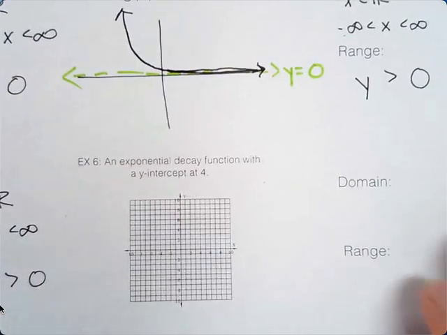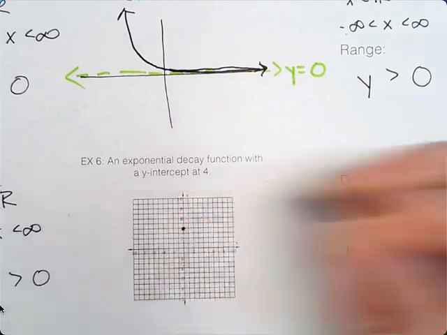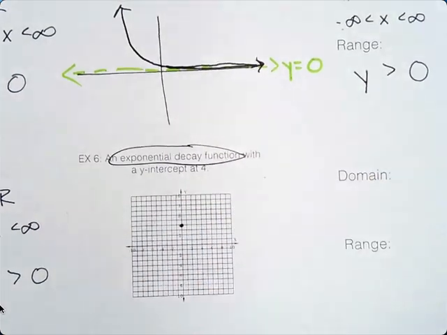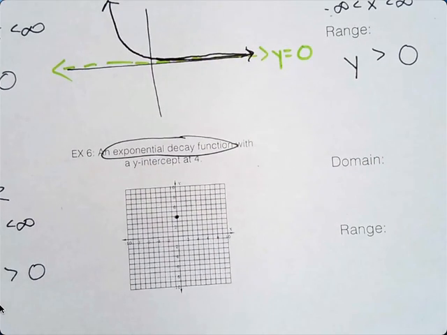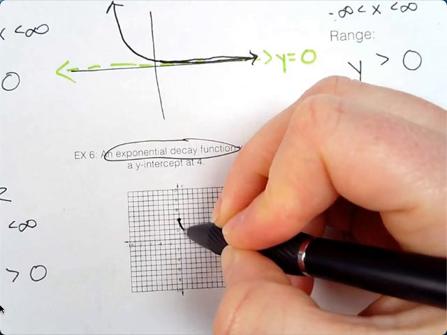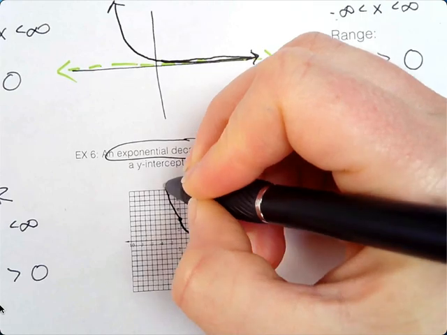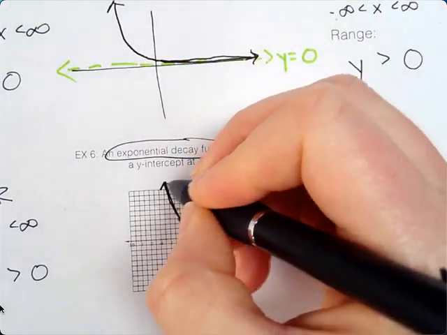Okay, the last one on this paper, an exponential decay function with the y-intercept at 4. So let's plot our point at 4. What does exponential decay mean? How's it going to go? It's going to go down. So start here and then just go down like that. Something like that.